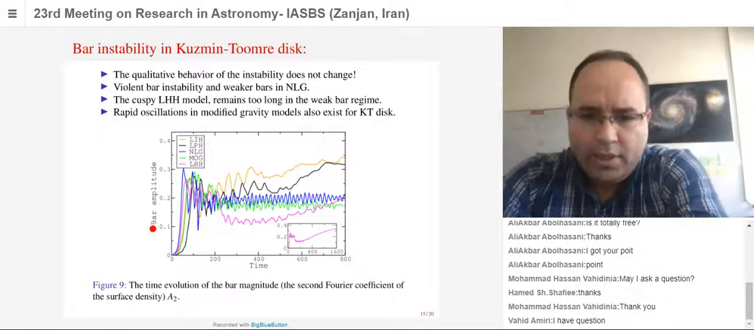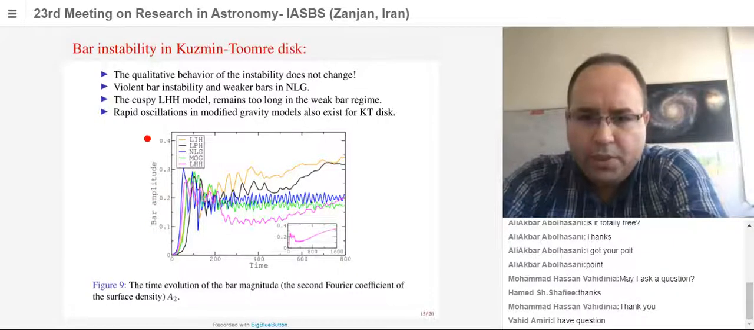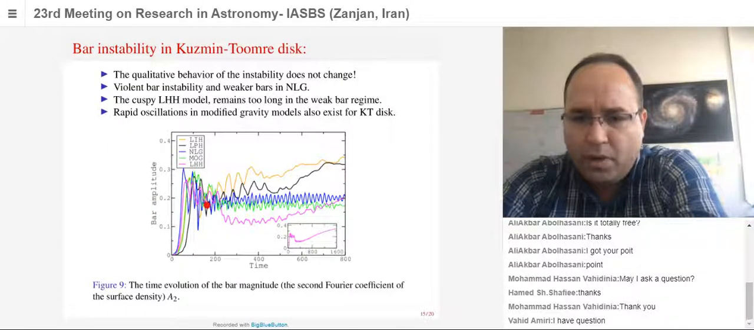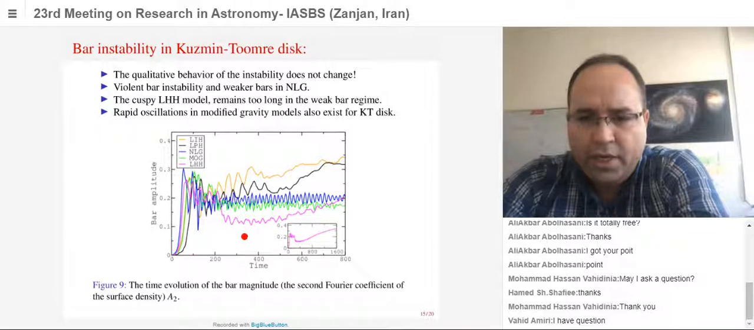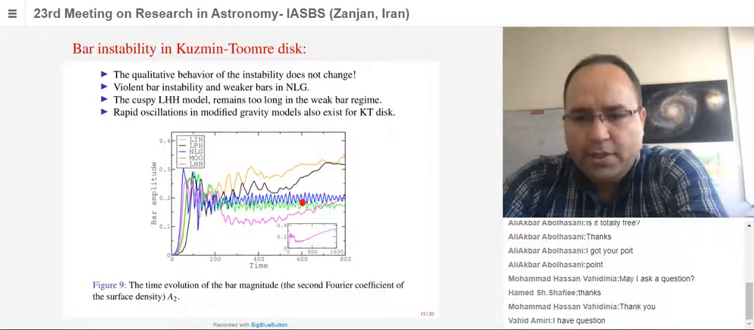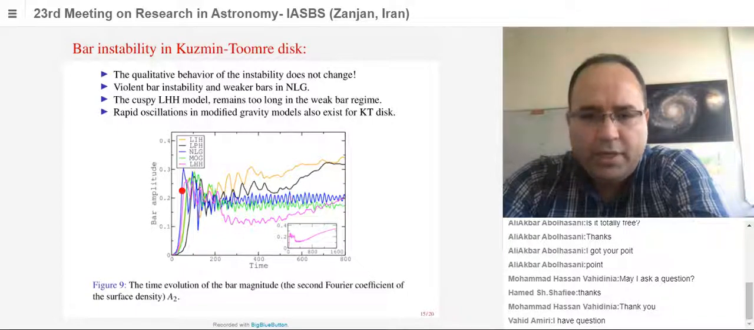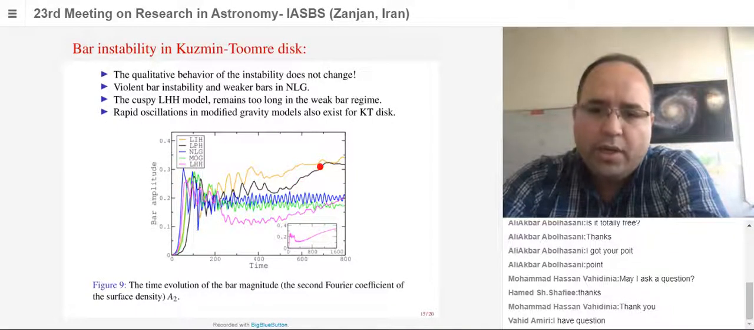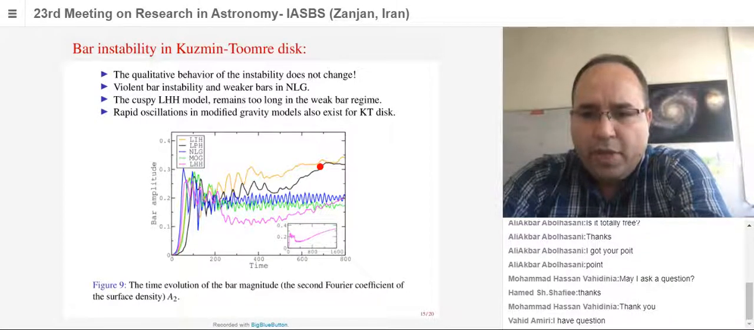So again, this is bar amplitude for bar instability, and we still see that non-local gravity has the most violent instability here. And again, we see that for Kazmin Tumre disk, the bars are weaker in non-local gravity and much stronger in dark matter models.